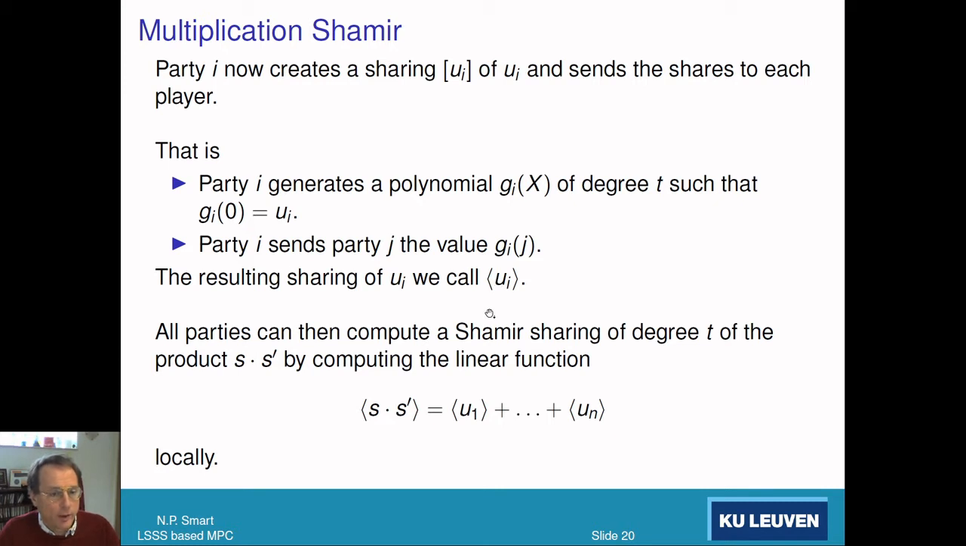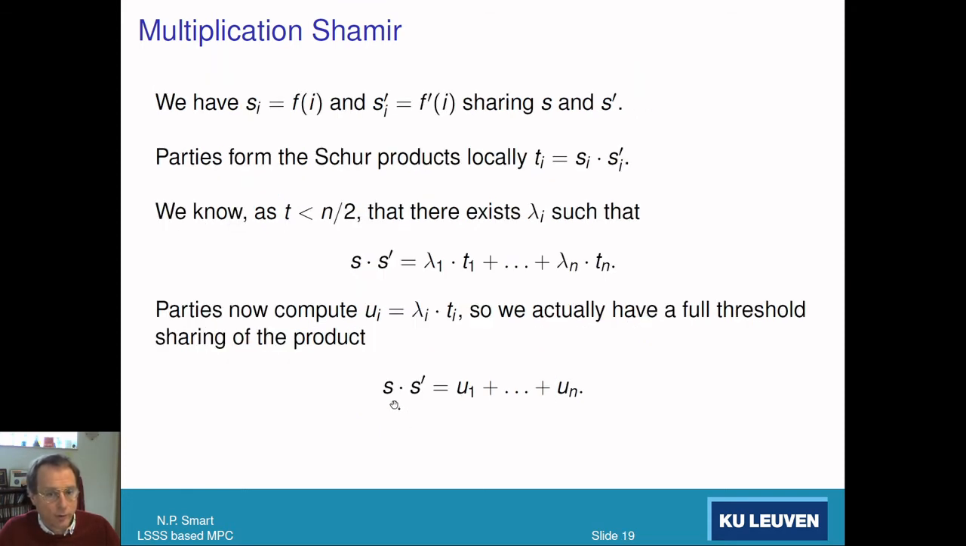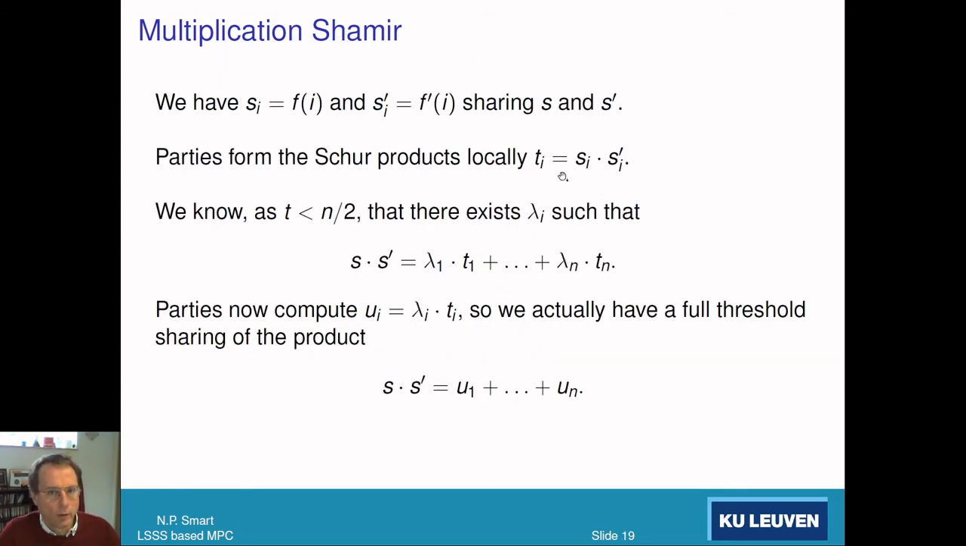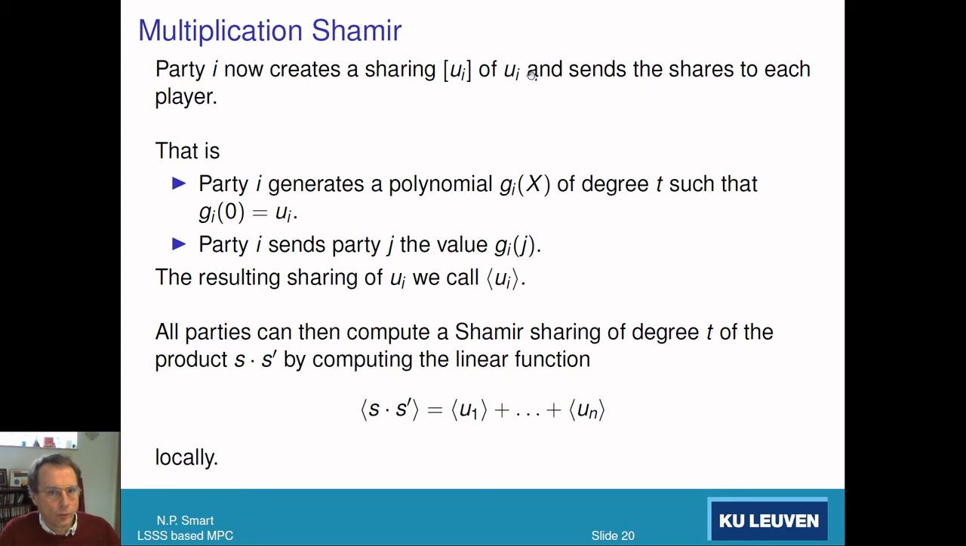Because we can compute linear functions for free, in particular sums, the sharing of the product in Shamir is basically the sum of these sharings, because the product was the sum of the u_i. So once we've done the sharing, we have it. That's basically the multiplication protocol for Shamir. Recap: we multiply the shares in the Schur product, we express it as a full threshold sharing, we take each term in the full threshold sharing and reshare it, and then we just add all those sharings up.